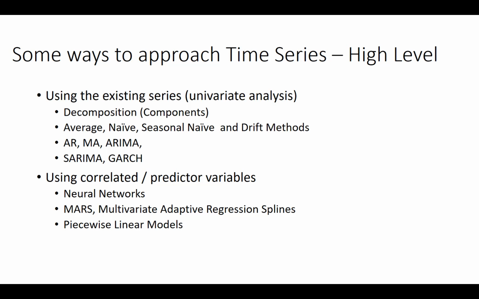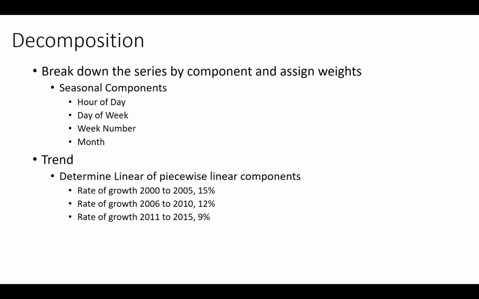So instead of using just the historical pattern of the variables I want to predict themselves, I actually am using correlated variables, adjunct variables, to do that. So those are two very broad categories. One very simple method is decomposition.